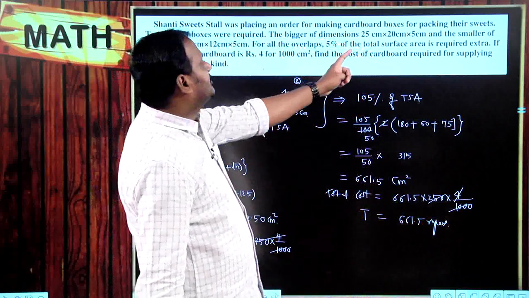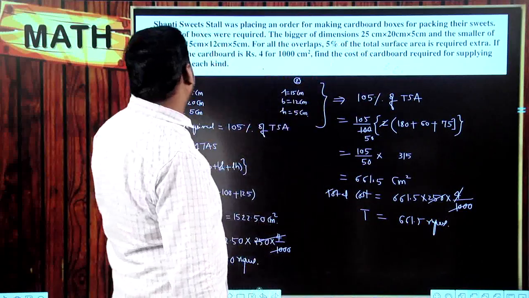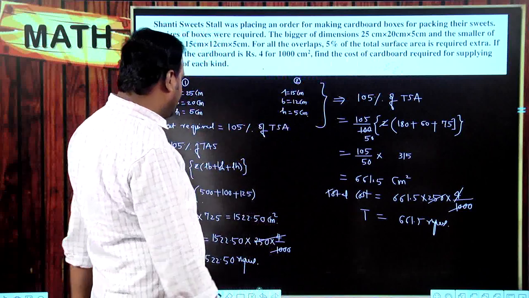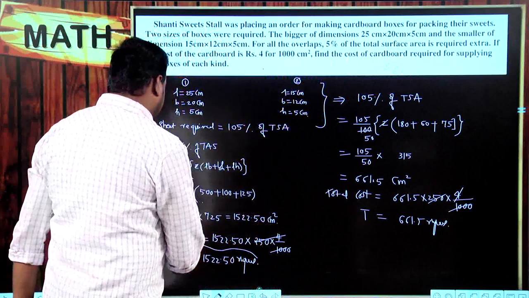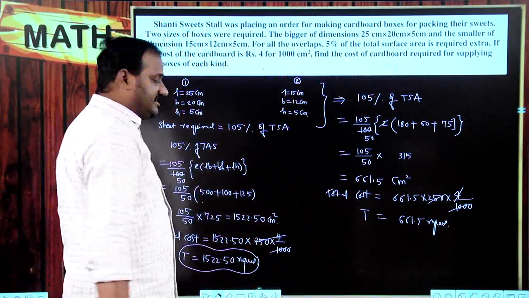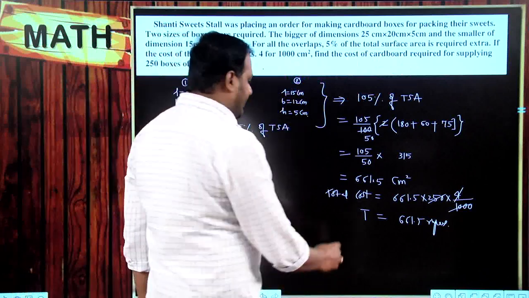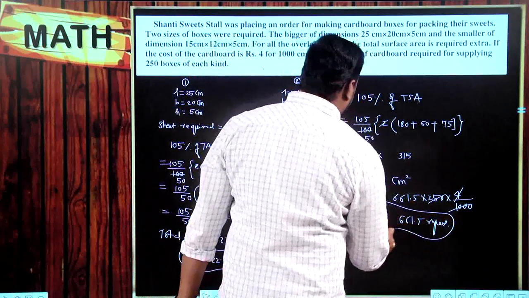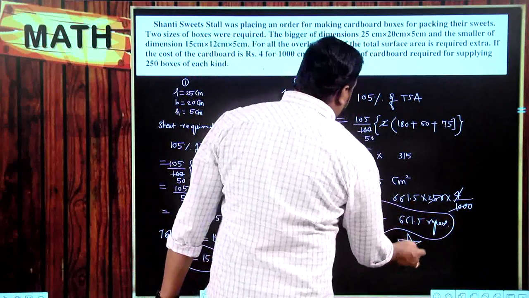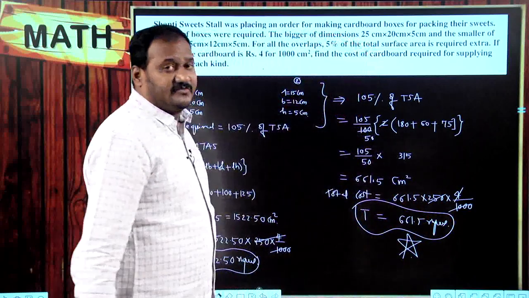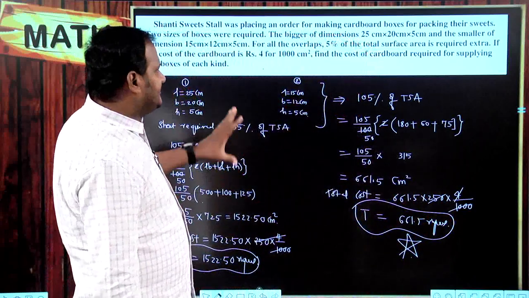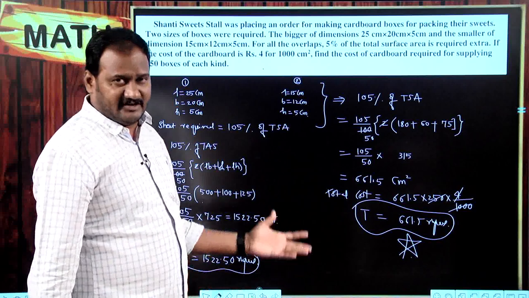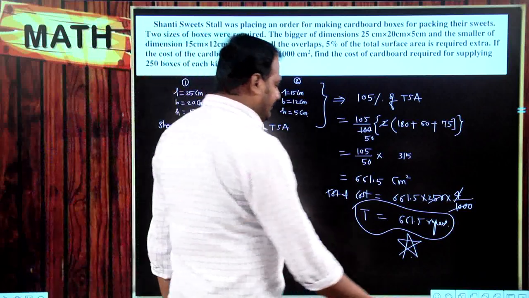But what we want here is to find the cost of cardboard required for supplying 250 boxes of each kind. So, the first kind of boxes cost 1522.50 rupees and the second kind of boxes 661.50 rupees for 250 boxes. Hope you understand. This is quite an interesting problem. Of course, you can do it easily, right? Let us move on to the next problem.